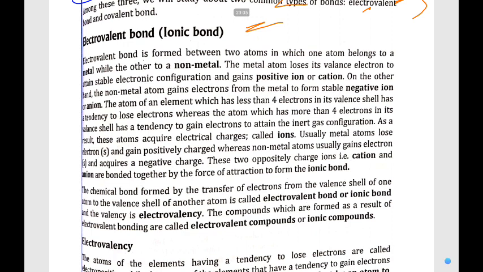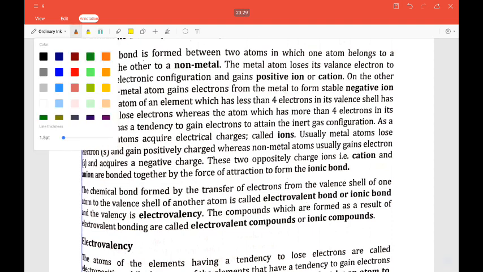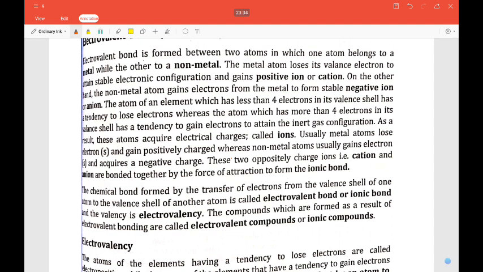That is found between metal atom and non-metal atom. The bond found between atoms of metal and non-metal is called electrovalent bond. So, this bond is found by losing and gaining of electrons.